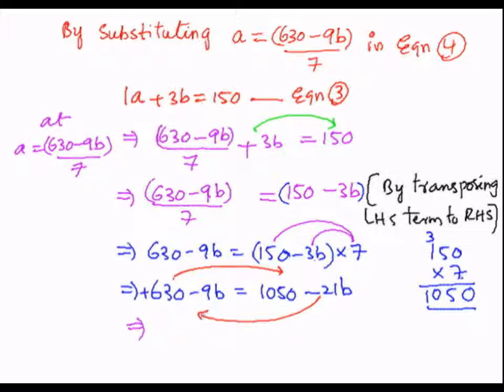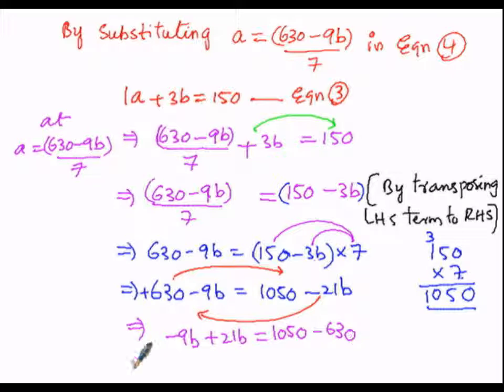Here 630 will be transposed, and only minus 9b will be left over on the left hand side. So minus 9b is written as it is. Then I want to transpose the minus 21b, because I want to write all the variables, that is b, on the left hand side. Minus 21b, when transposed over to the left hand side, becomes plus 21b, equal to the constant, that is 1050, left over on the right hand side. Then plus 630 over to the right hand side becomes minus 630.